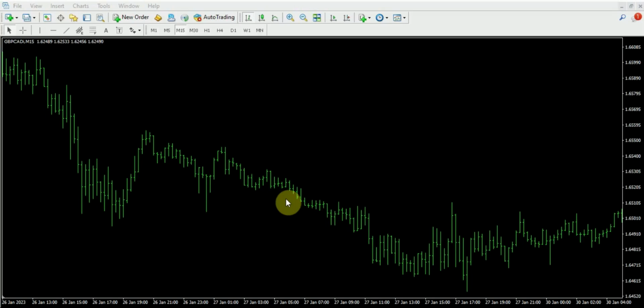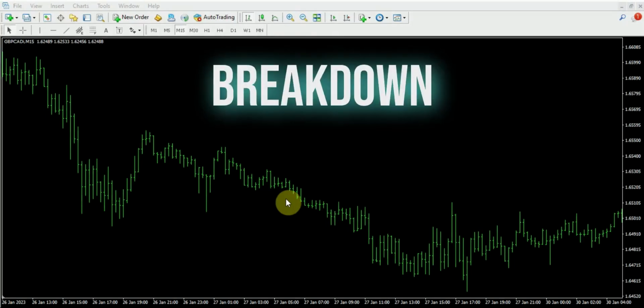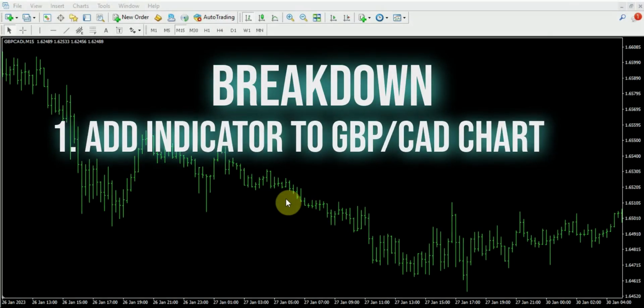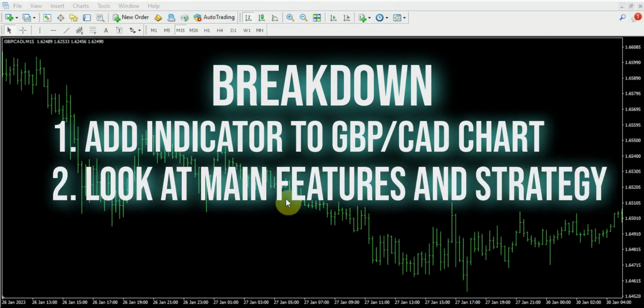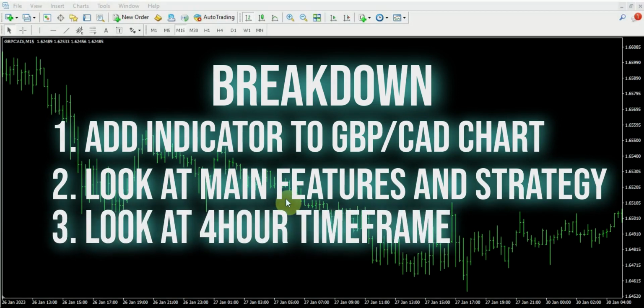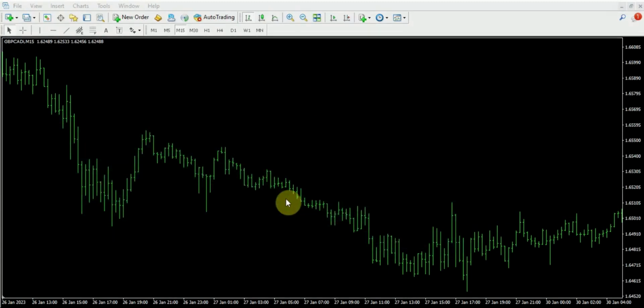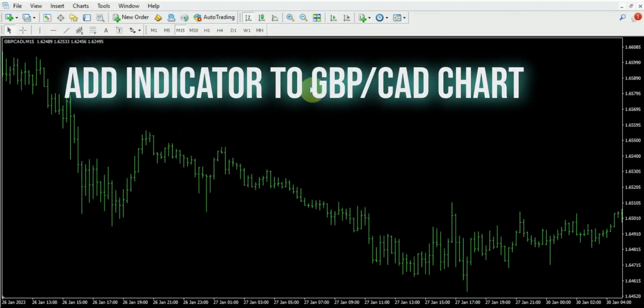Let me just go over a very quick breakdown of what we're going to be doing today. First we're going to add the indicator to our GBP CAD chart. Then we're going to look at the main features of this indicator, as well as the strategy on how to use it to get the most profits. In doing so, we'll focus primarily on our 4-hour chart, just to see some of the potential profits that you can make with this awesome indicator. So let's go ahead and add this indicator to our chart.